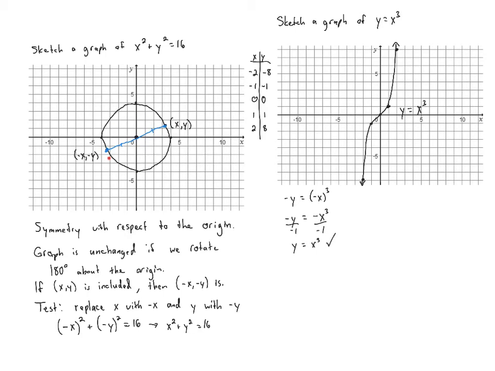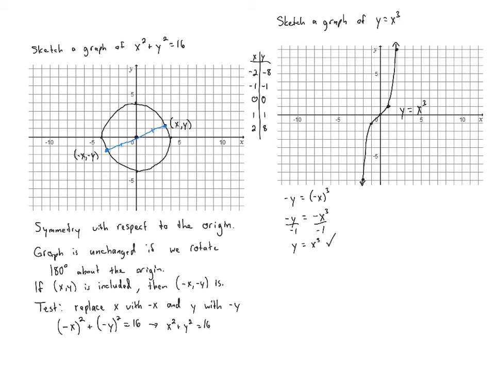Now, unlike the last example, this is not symmetric about the y-axis or about the x-axis. This is only symmetric about the origin. So it was a coincidence that this one on the left happens to have all three types of symmetry.